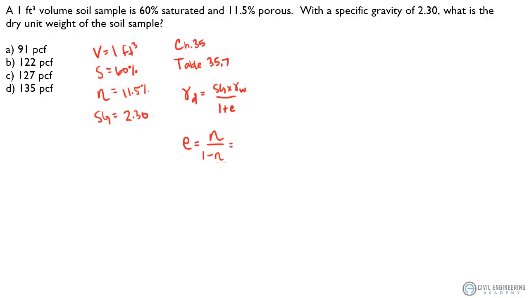Now you simply plug and chug. So N, I wrote these as percentages, but really in the equations, you use them as decimals. So N is equal to 0.115 divided by 1 minus 0.115. What does that equal? I get 0.13. Plug this guy into here. It's the only one we don't know.